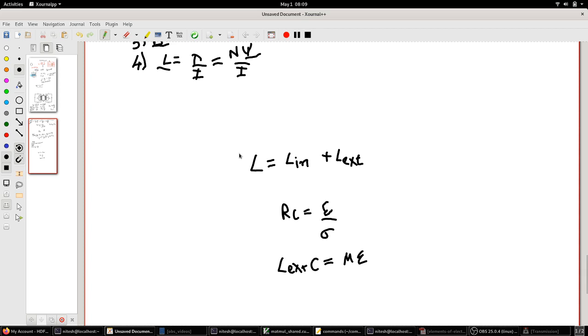One is caused by the flux which is internal to the inductor, and L_ext, which is caused by the flux external to the inductor. The summation of the two is L. You have already seen RC equal to epsilon by sigma. In the same way, this identity also holds true: L extrinsic into C is equal to mu epsilon. By the way, these are the intrinsic and extrinsic inductances.